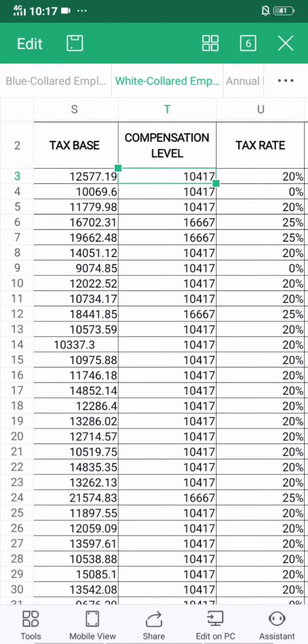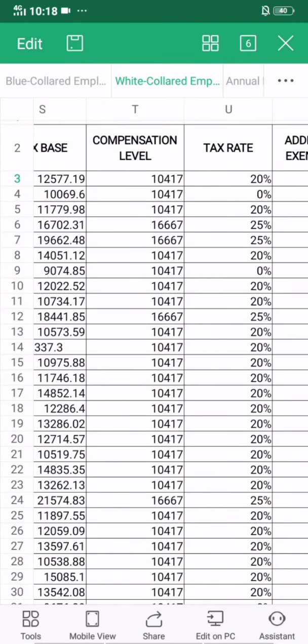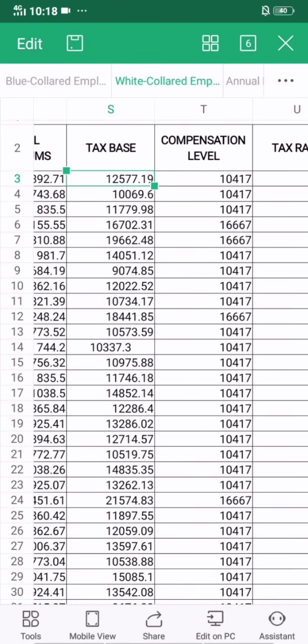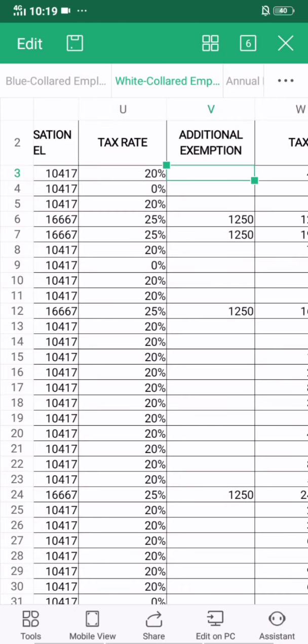In getting the compensation level, there is a certain board for it. Also, in that certain board, you consider the tax rate. To get our tax, we will minus the tax base by the compensation level times tax rate plus additional exemption.